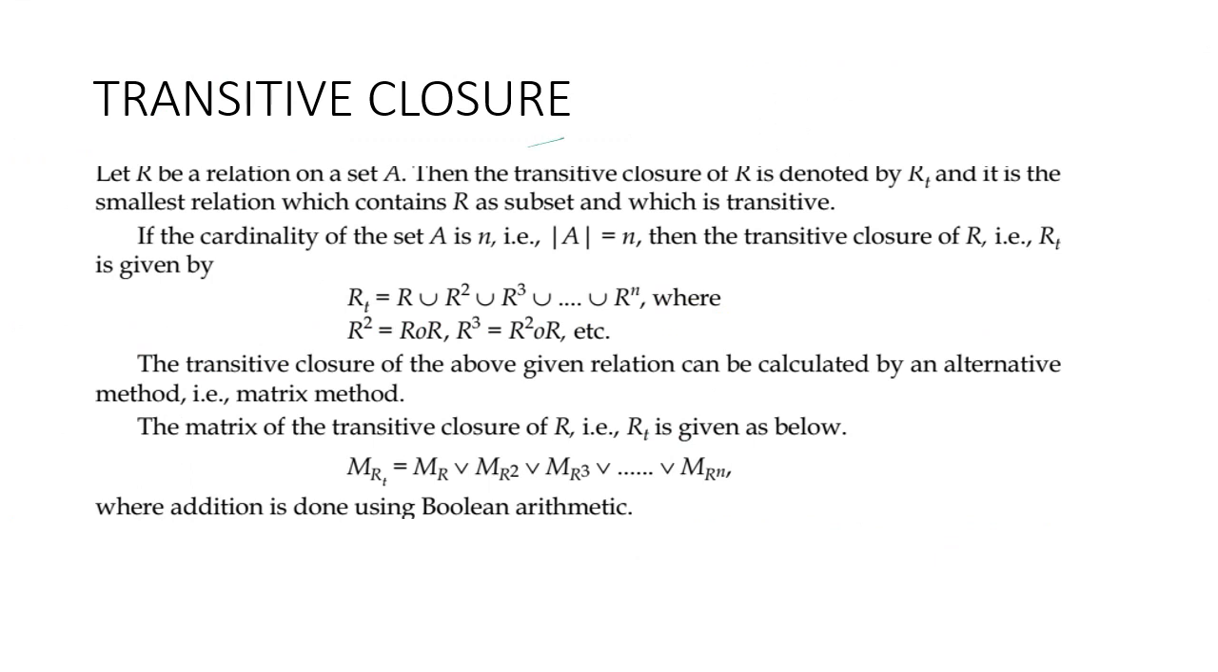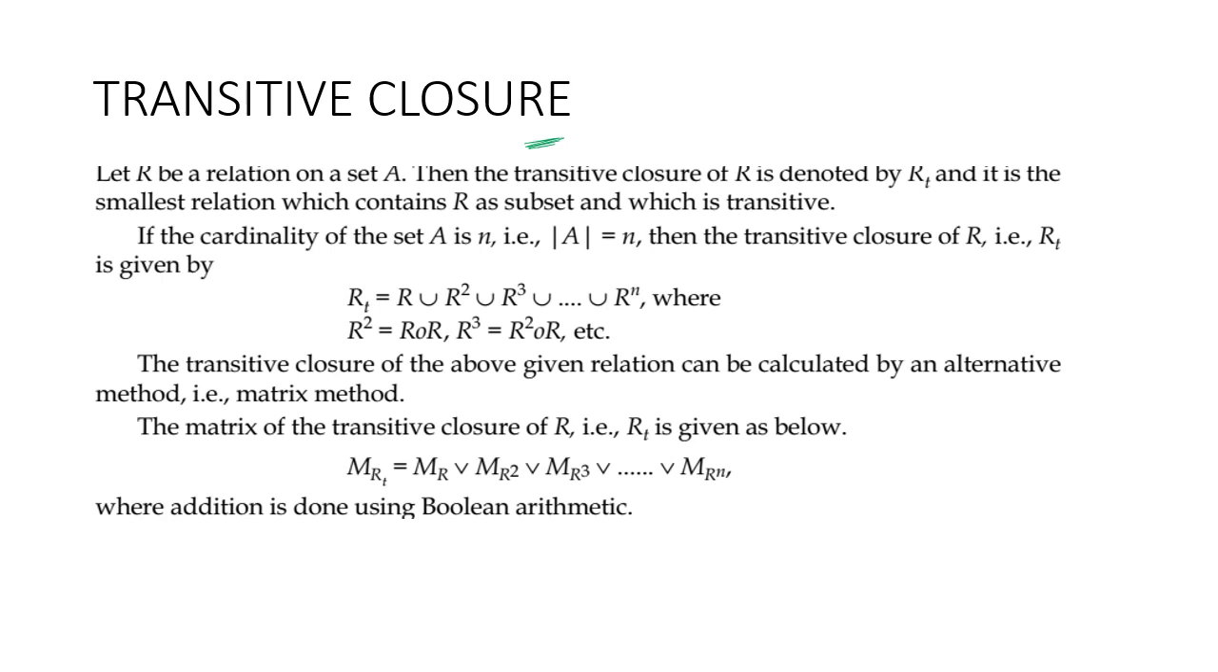Now, we left out transitive closure earlier. We left it out because, for finding the transitive closure, we need to use the composition operation, either directly or by using the matrices.